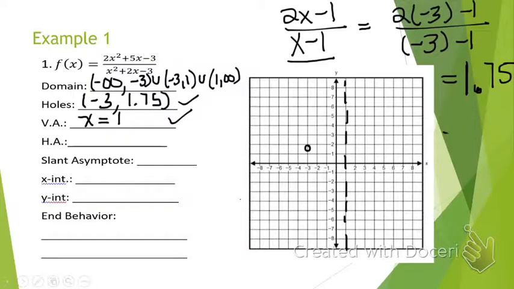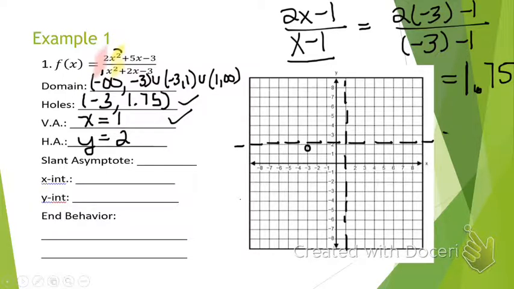Okay, horizontal asymptote. Horizontal asymptotes are found by looking at the highest degree of both the numerator and your denominator. Well, what do we see? The highest degree in both the numerator and the denominator match. So when they match, let's look at our leading coefficients. We have 2, and in the denominator we have 1. So our horizontal asymptote is going to be y equals 2. So I'm going to do another dashed line. Horizontal asymptote is a horizontal line through positive 2.